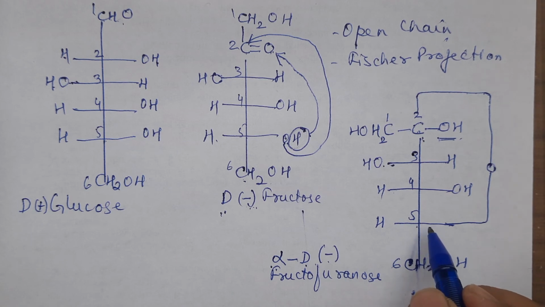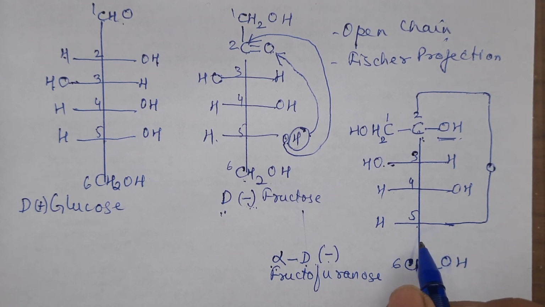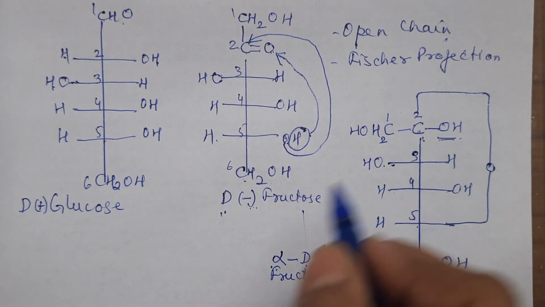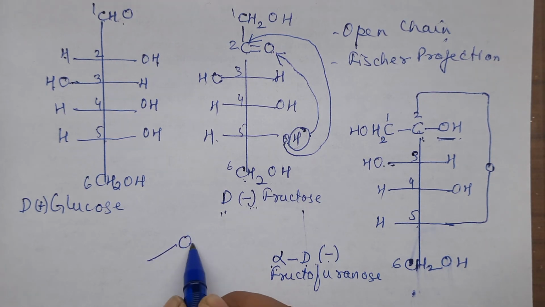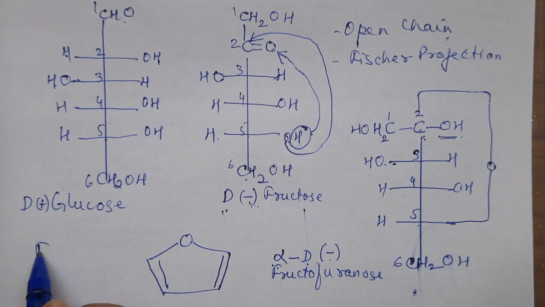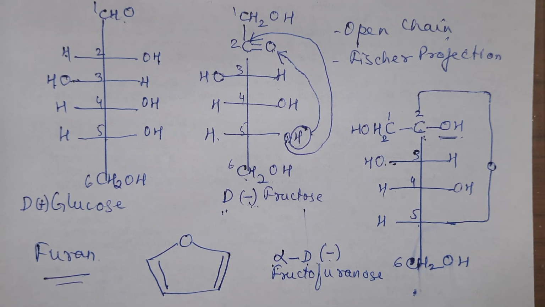Minus, because it is levorotatory. It is levorotatory. Fructo and furanose. What is furanose? Because it is a 5-membered ring. It is a 5-membered ring like furan. What is furan? This is furan, children. This is furan. It is a 5-membered ring like furan, so it is called as furanose. Like in glucose, we were calling that as pyranose. It was resembling pyran. Right? So this is the structure, children.